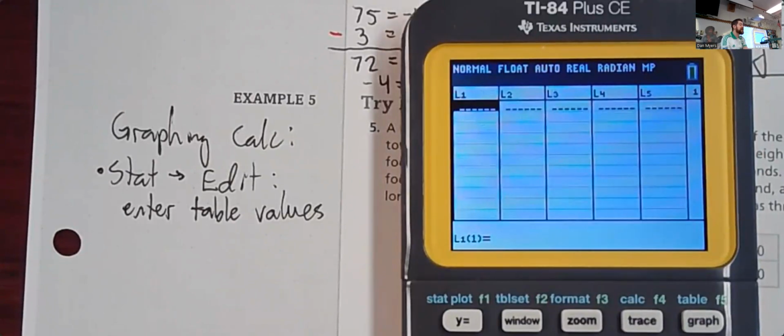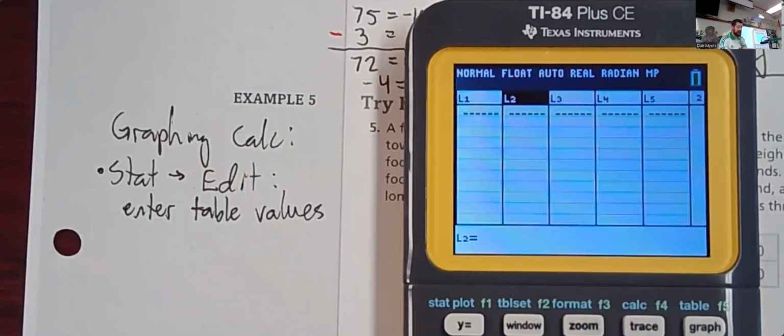And if there's anything in L1 or L2, we need to get rid of it. So listen up. Go to stat edit. If there's anything in L1 or L2, you need to scroll to the top and highlight and then hit the clear button and then enter. That'll get rid of all the numbers in L1. Same thing with L2. If there's anything there, go up to where it highlights L2, hit clear and then enter, and that gets rid of the data.